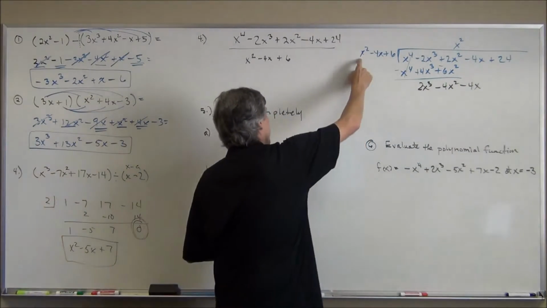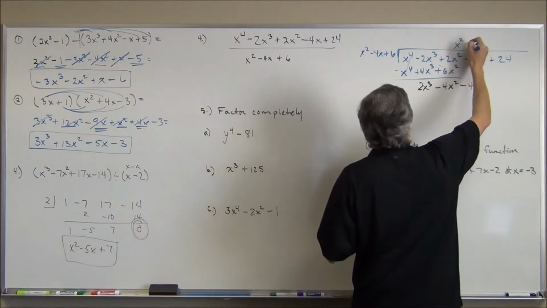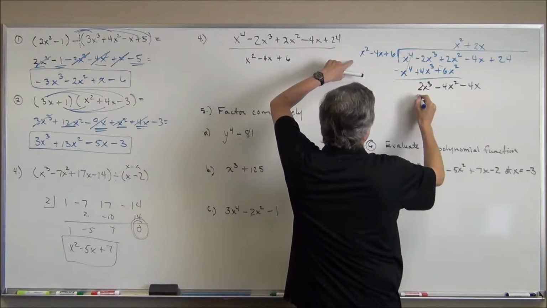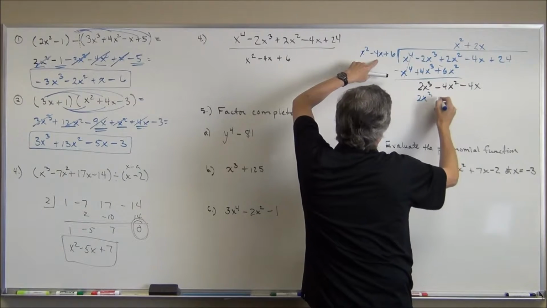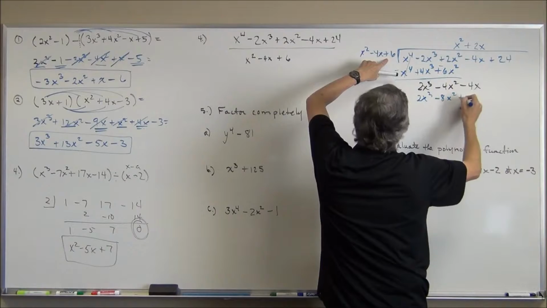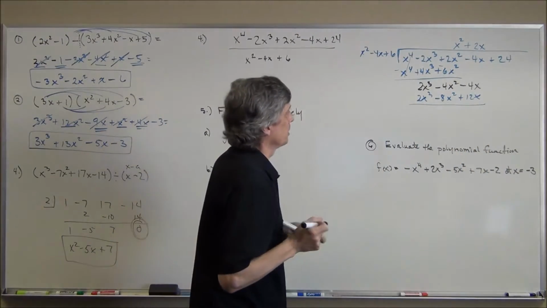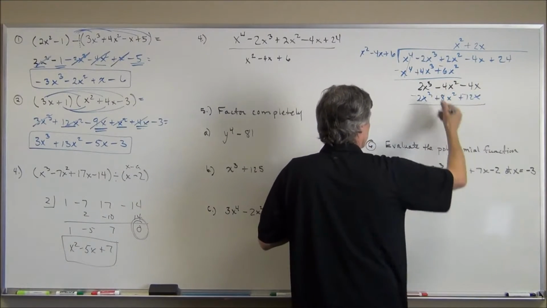Alright, now what times x squared gives me 2x to the third? Well, it'd be positive 2x. So plus 2x right here, multiply, that's 2x to the third. 2x times minus 4x is minus 8x to the second. 2x times a plus 6 is a plus 12x. And again, this is where I would subtract, but I'm going to change the signs and add straight down. This becomes negative, this one becomes positive, this one becomes negative.